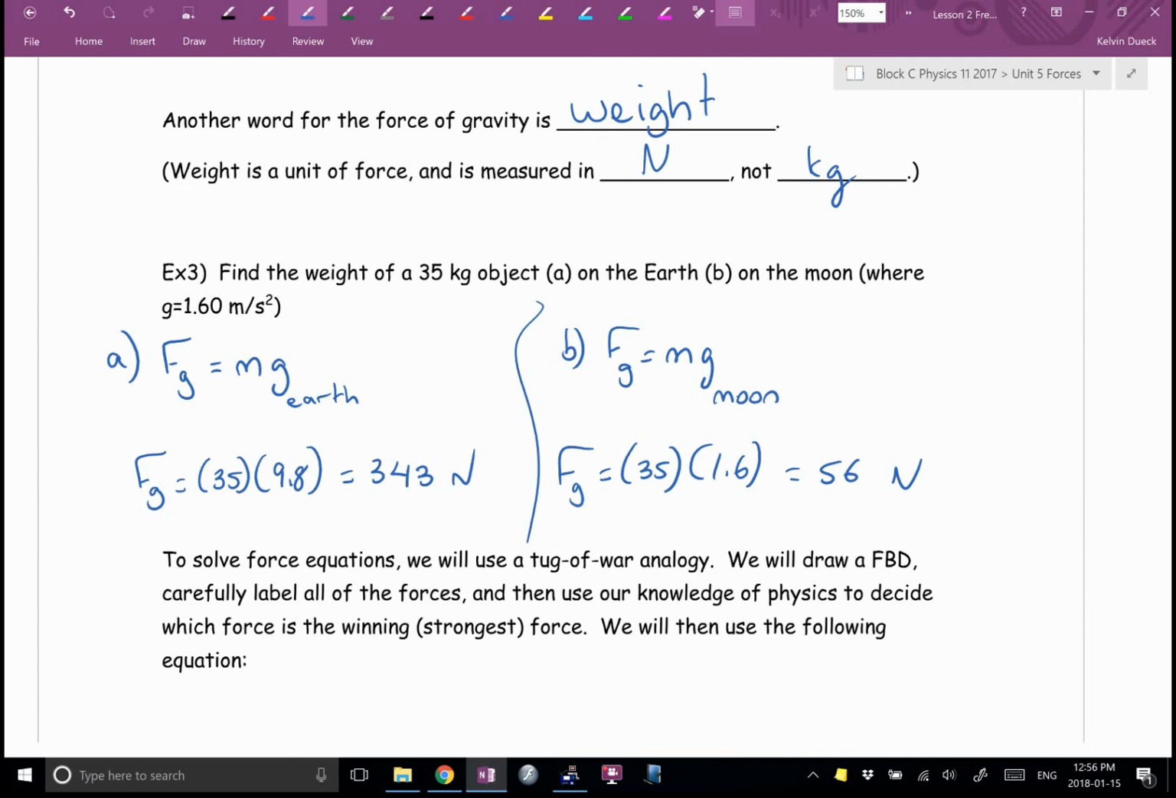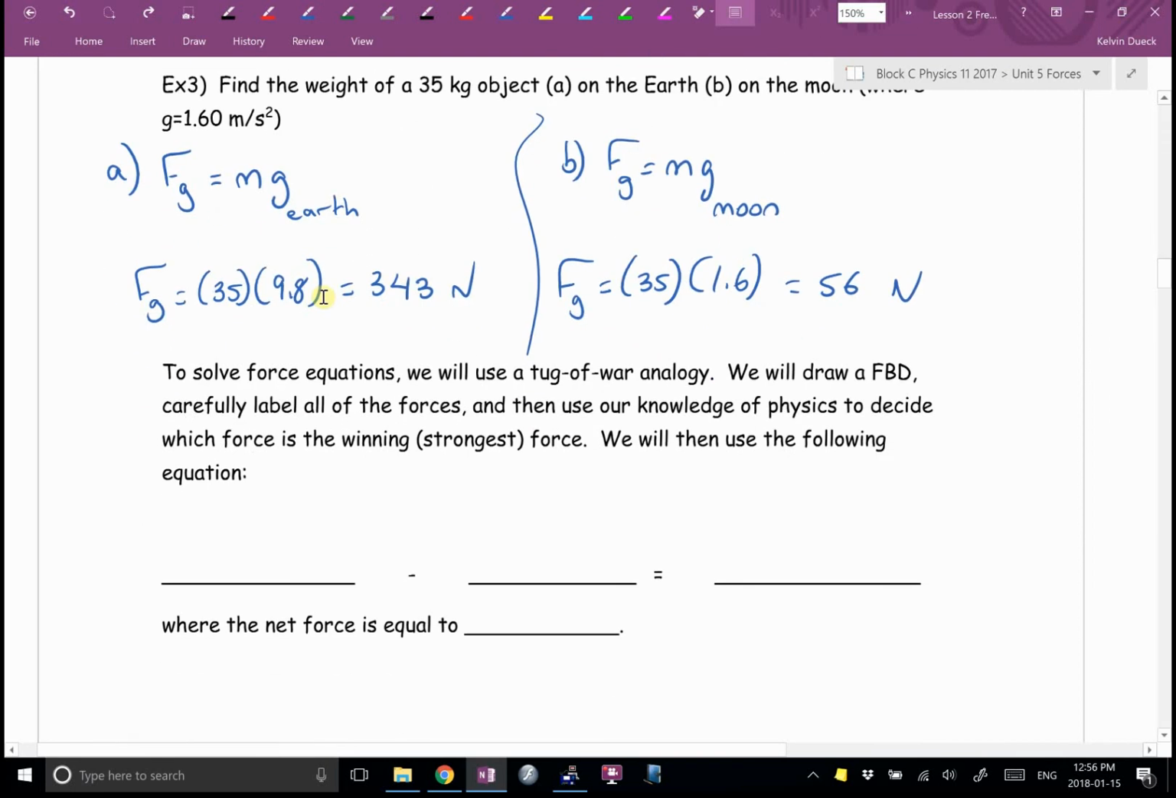Okay. Near a black hole, this number here approaches infinity. That's why it's so tough to get out of a black hole. Not because your mass changed, but because the gravitational field strength, the acceleration due to gravity, changes. That varies from planet to planet to planet.